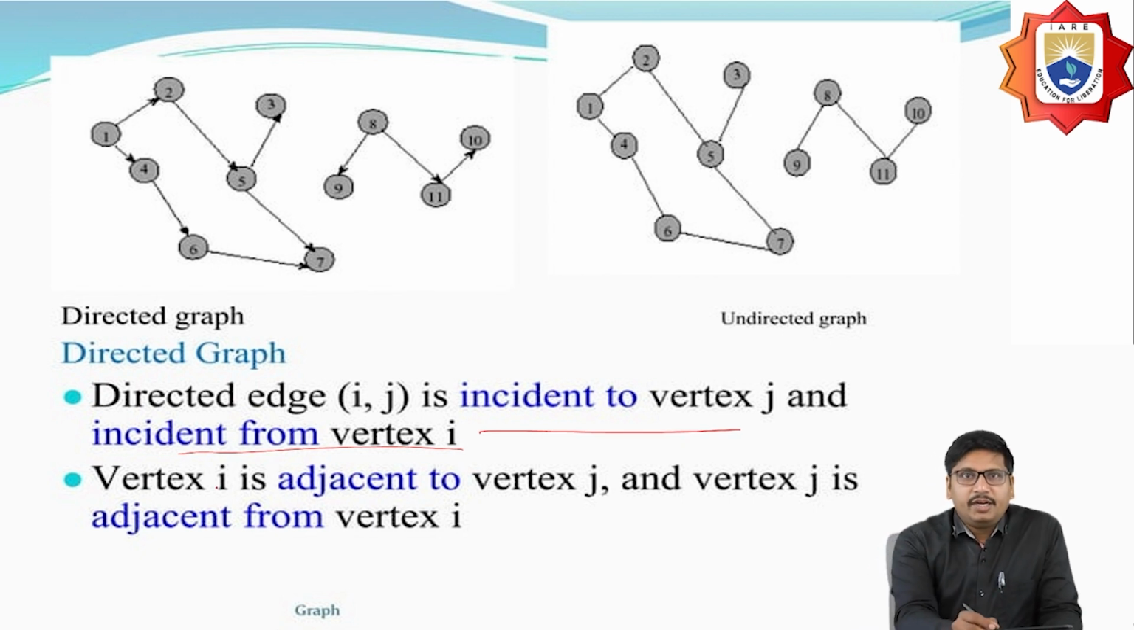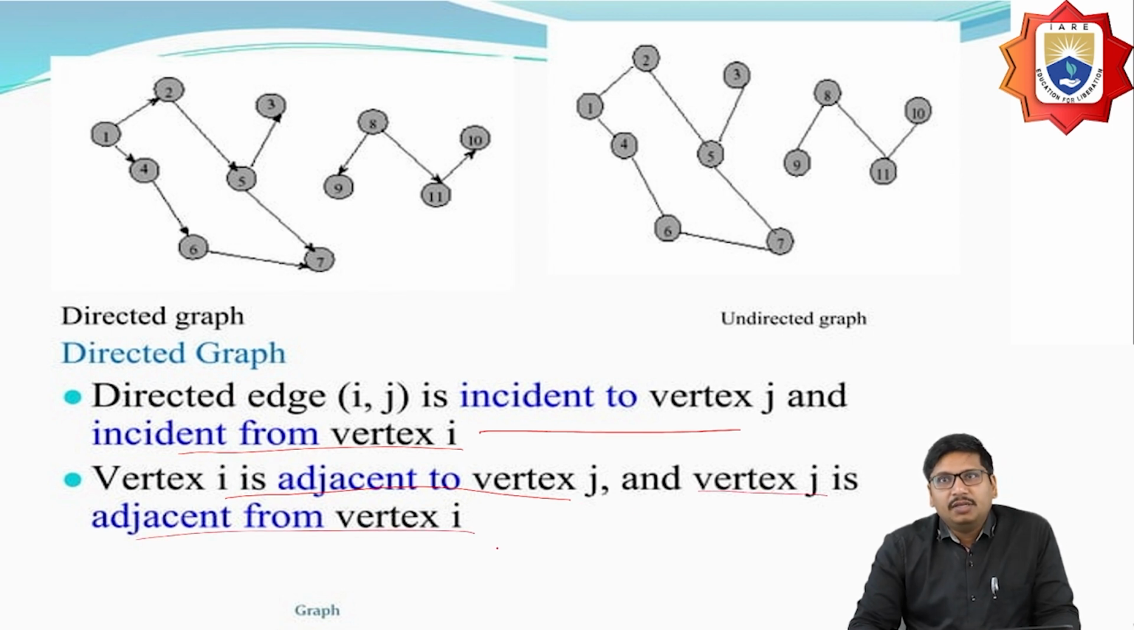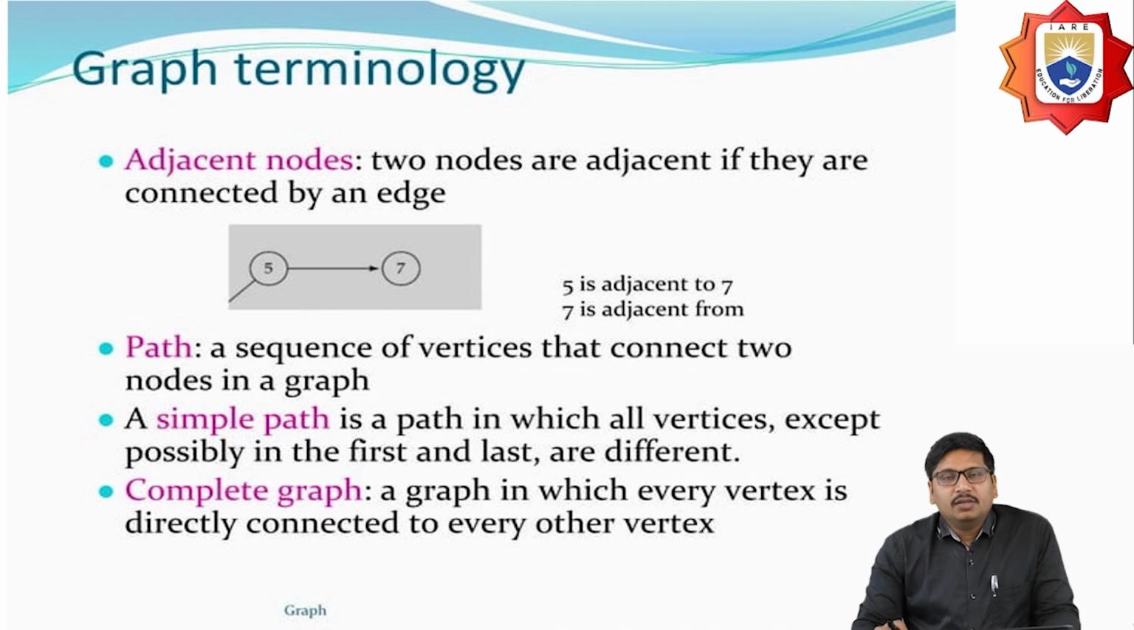And similarly, vertex i is adjacent to vertex j, and vertex j is adjacent from vertex i. So these are the conventions we have to follow in directed and undirected graphs. When it comes to graph terminology, what are adjacent nodes here?